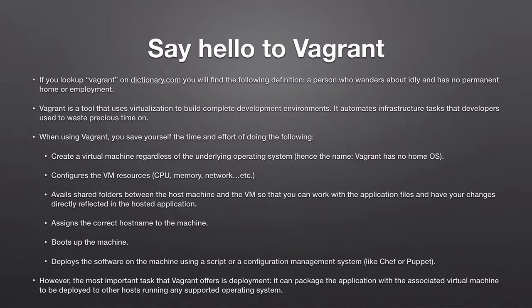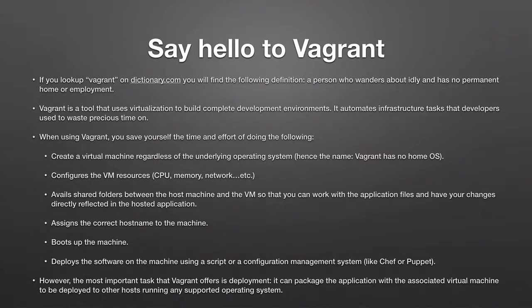So automation technologies have risen, among which is Docker and Vagrant. Now, if you look up the word Vagrant on dictionary.com, you will find the following definition: a person who wanders about idly and has no permanent home or employment. And that is exactly what Vagrant is. It has no home, it has no underlying operating system, it can work on virtually any operating system that is supported, and it supports a lot of operating systems. At least it supports the major distros of Linux, the modern versions of Windows, and of course the Mac OS X.